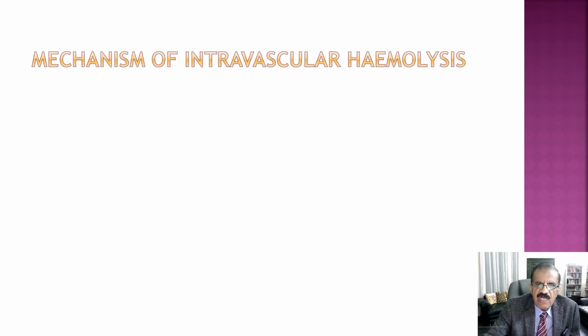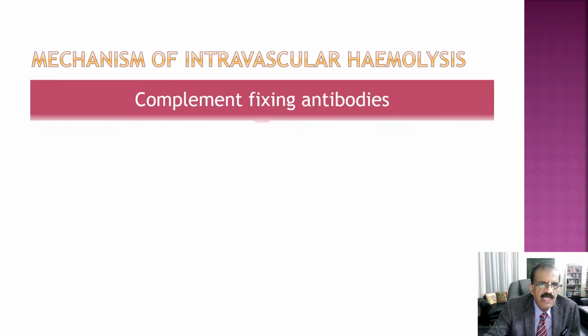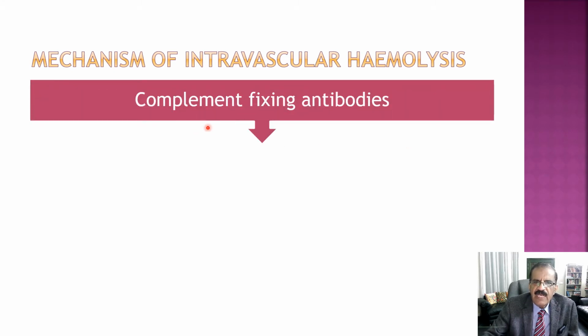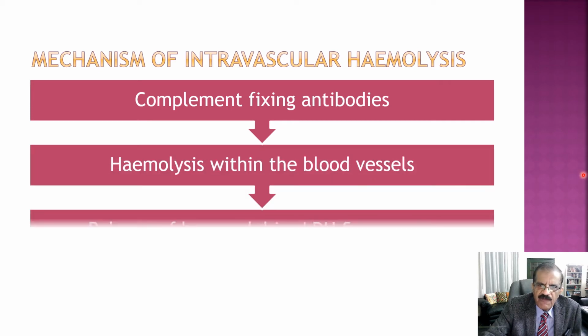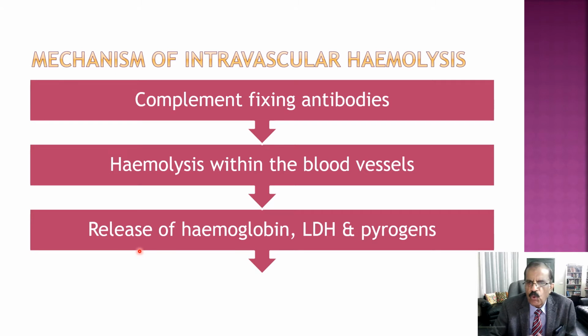Mechanism of intravascular hemolysis. Now let's see. First of all, those conditions where there are antibodies which fix complement are the ones which will cause intravascular hemolysis, like ABO incompatibility. So once complement is fixed, then there is immediate antibody-antigen reaction, and cells are destroyed there and then, right within the blood vessels. Hemolysis within the blood vessels, and there is release of hemoglobin.